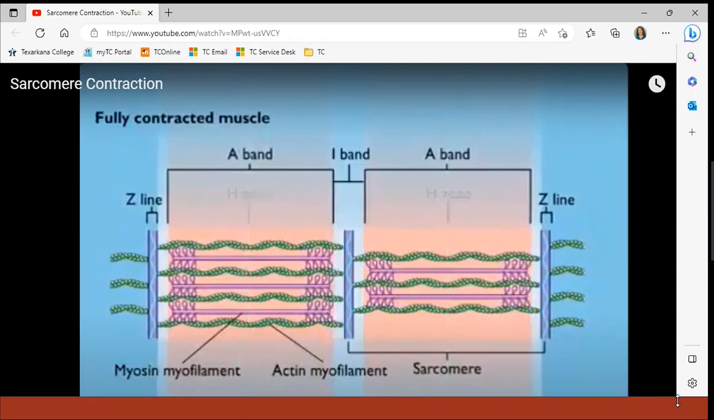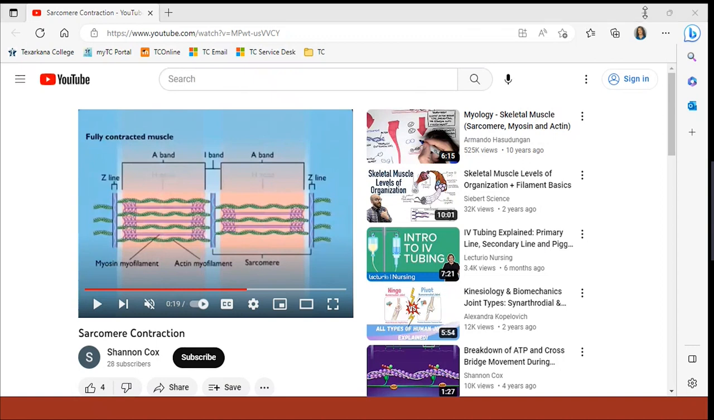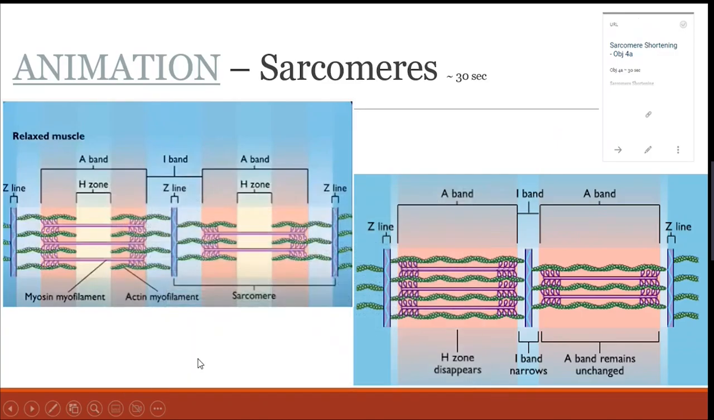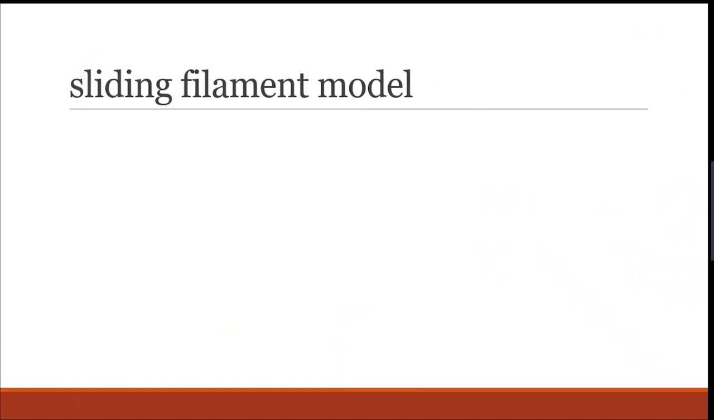So when we come back over here, let me click the button there. The sarcomere is the smallest contractile unit of a muscle cell. It is what actually does the contracting.